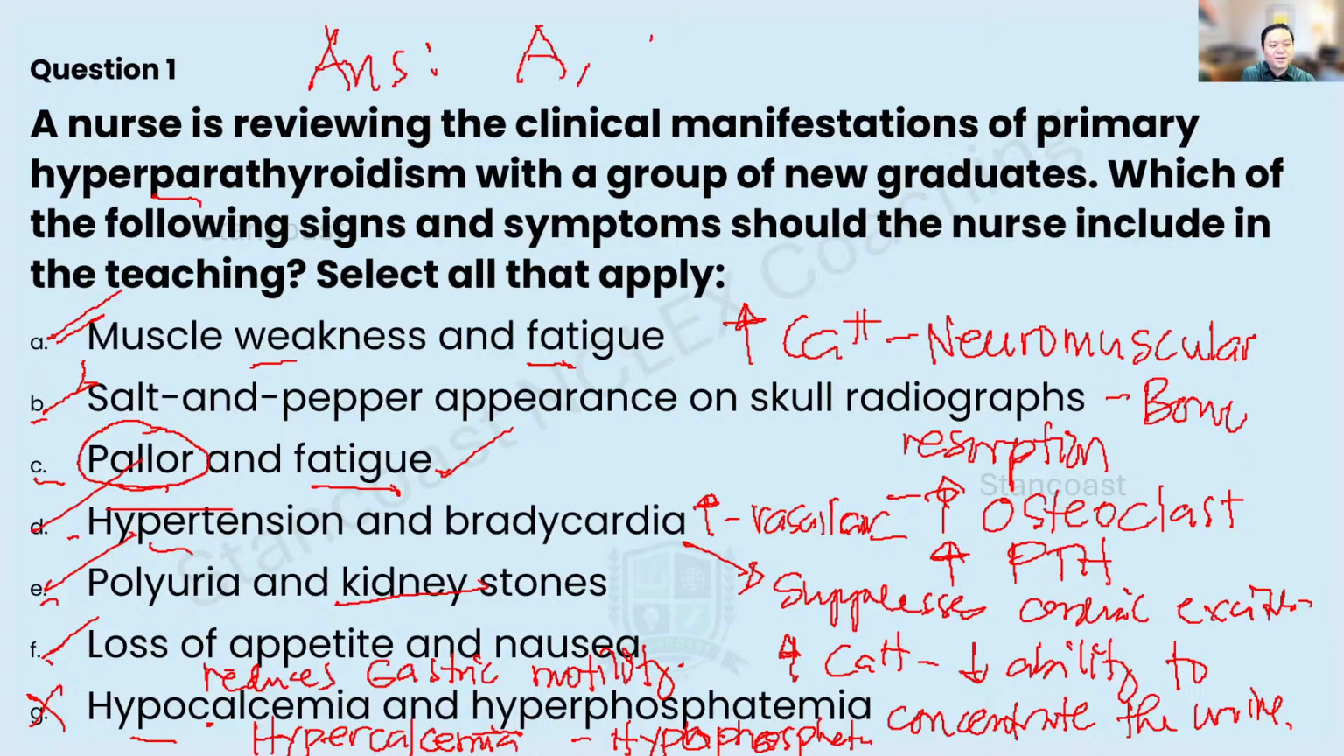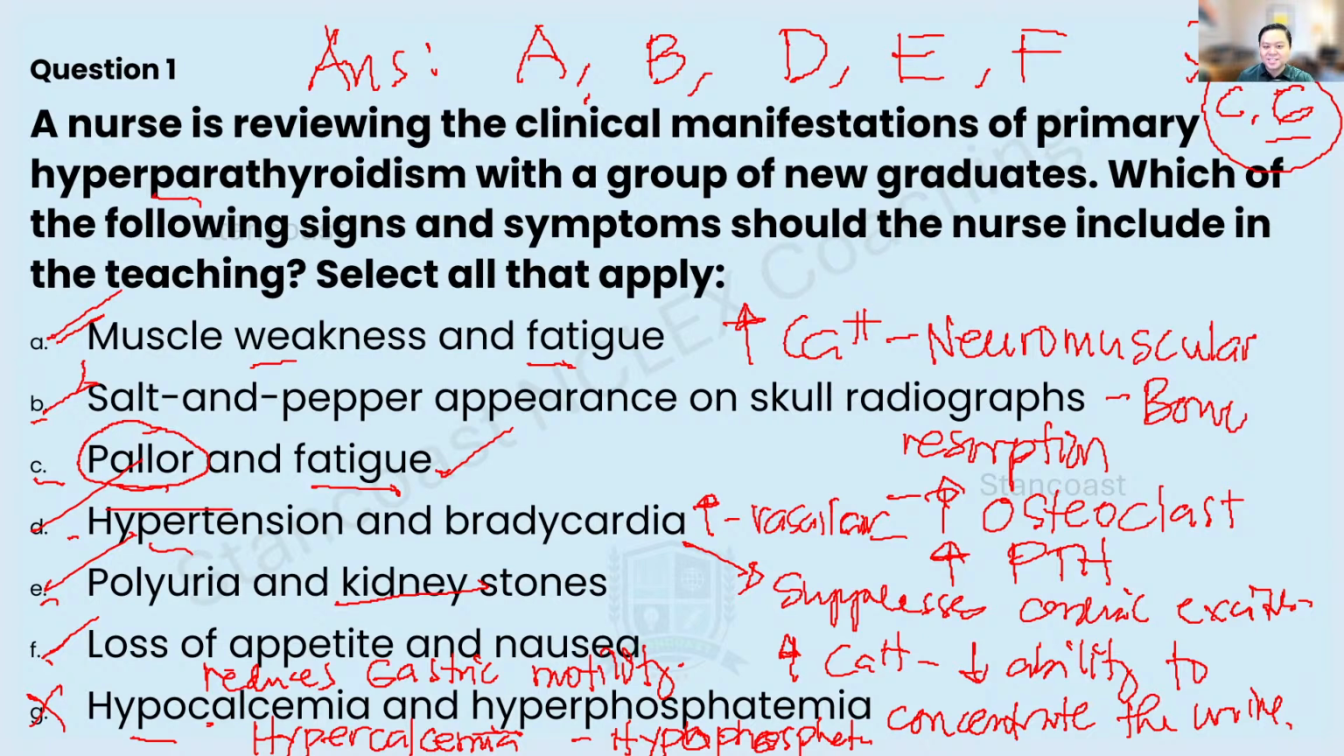Our correct answers are the following. Letter A, we got letter B. We don't have letter C. We have letter D, E, and letter F. So except letter C and letter G. So those are the incorrect options, C and G. However, we have our correct answers: A, B, D, E, and F.